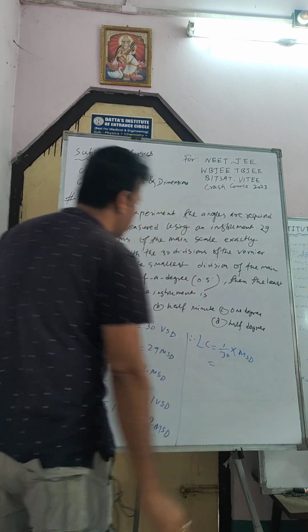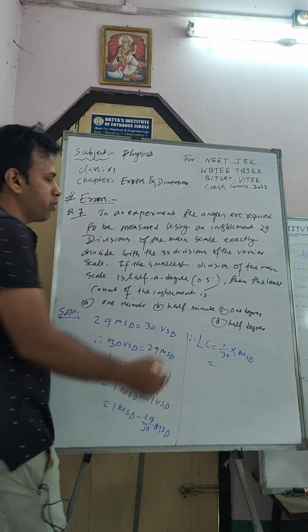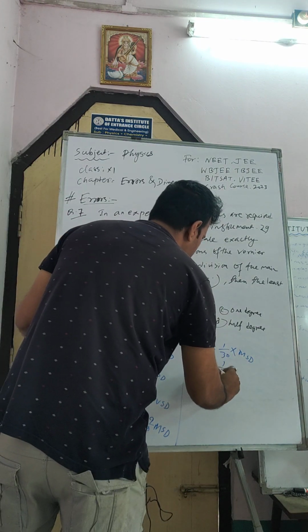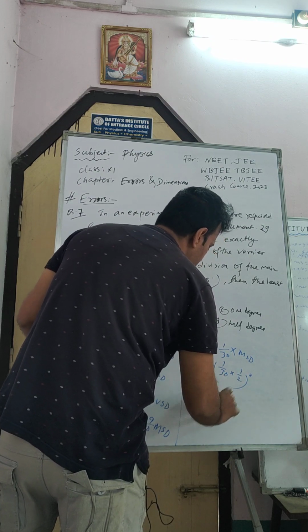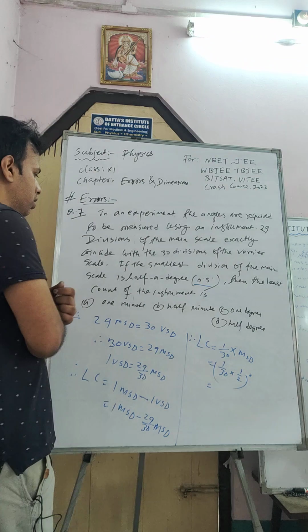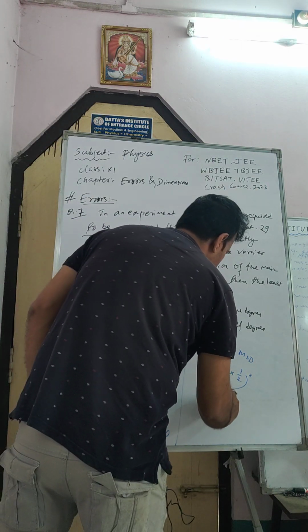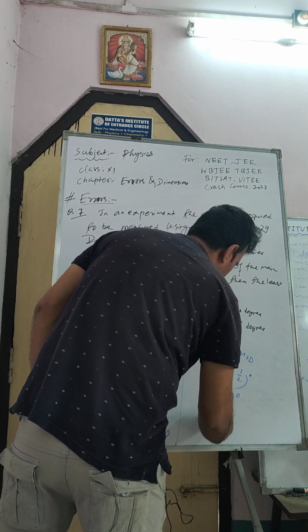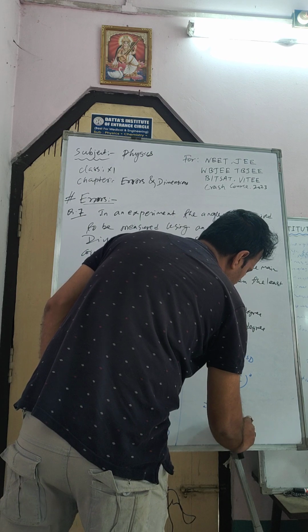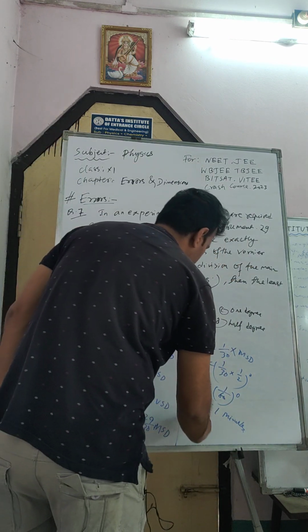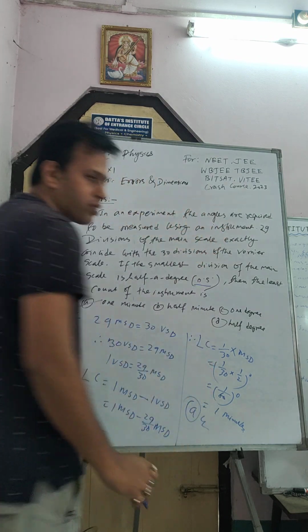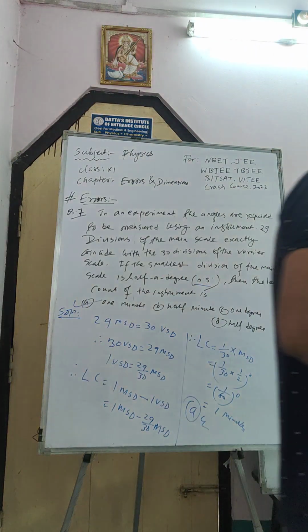So 1 MSD value is what? Half a degree. 1 MSD value is half a degree. So 1 by 30 into 1 by 2 degree, it will be what? 1 minute. So 1 by 60 degree, 1 minute. Okay, so which option is correct? Option A is correct here. Option A is the correct answer. Okay, option A is the correct answer here.